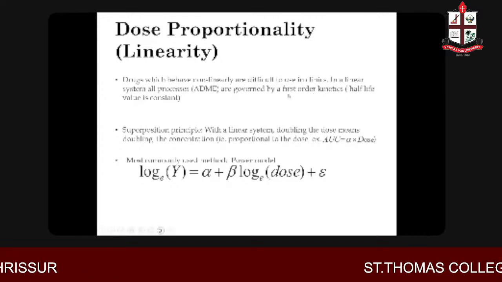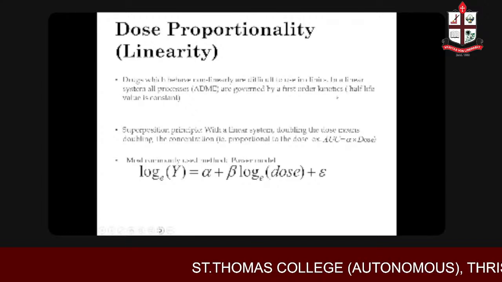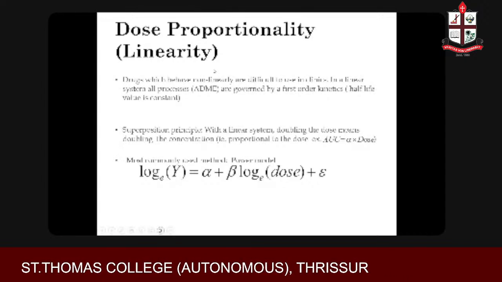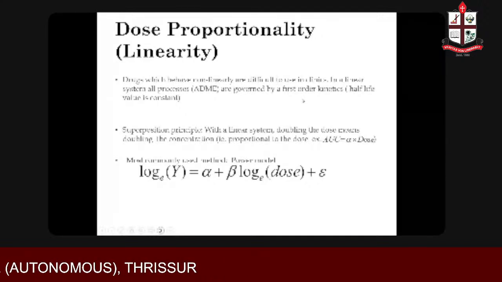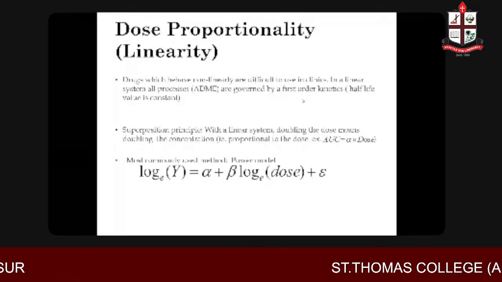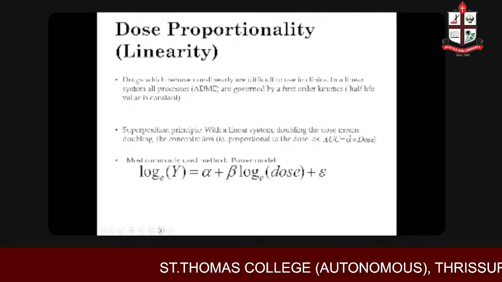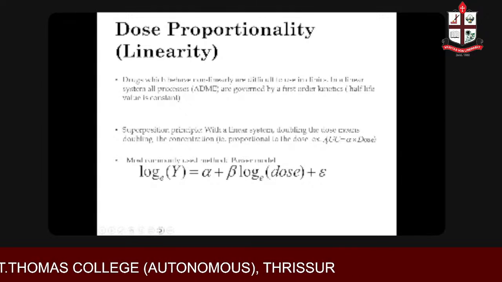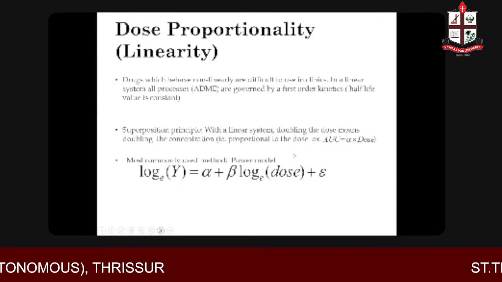I think I have already explained first order kinetics. In a linear system, it is following first order kinetics. Once we find that it is following first order kinetics, then only we can go with our drug innovation process. As I explained before, whenever we double the dose, it should double our area under curve. So that is what should happen.